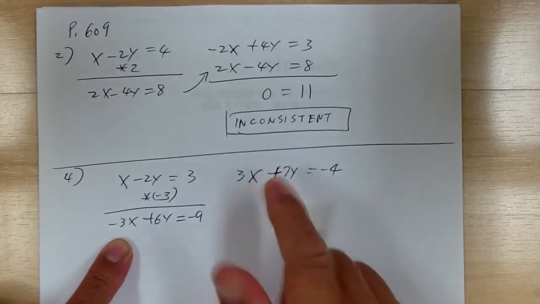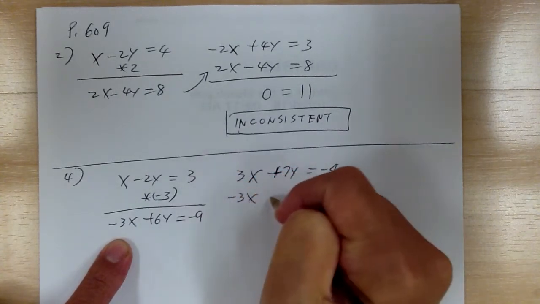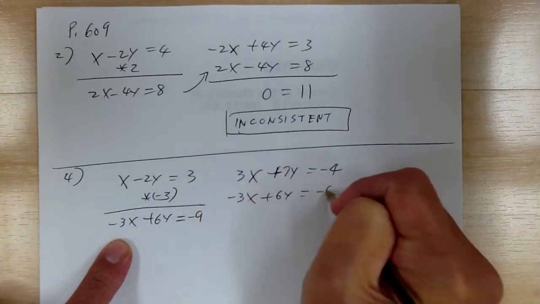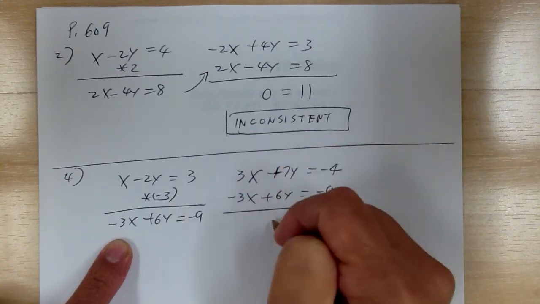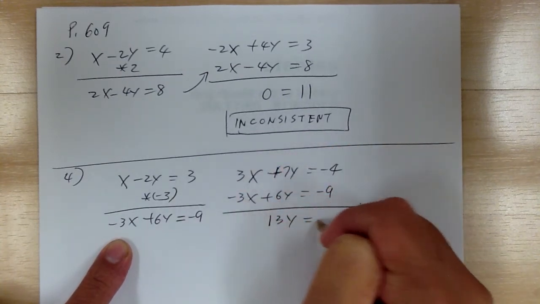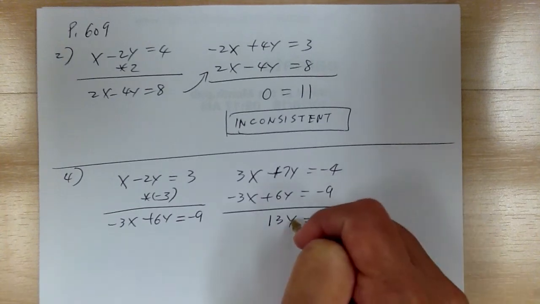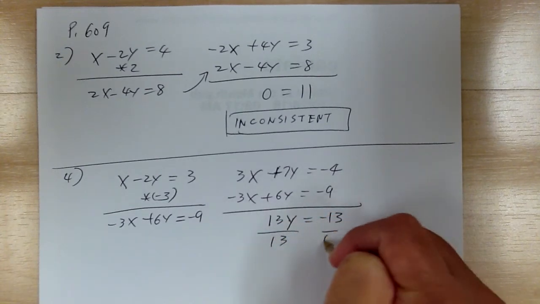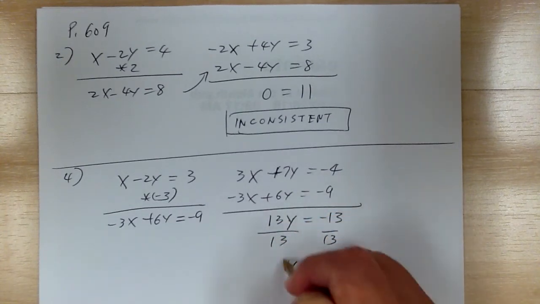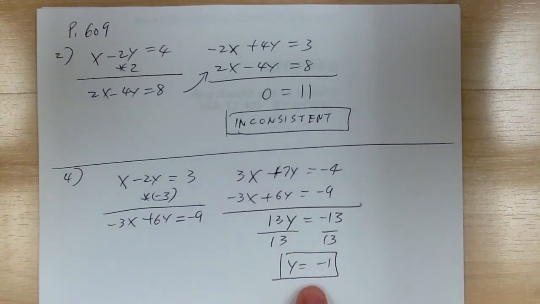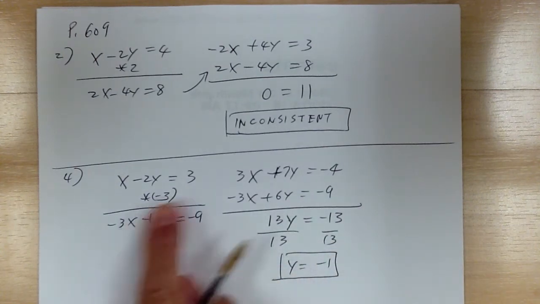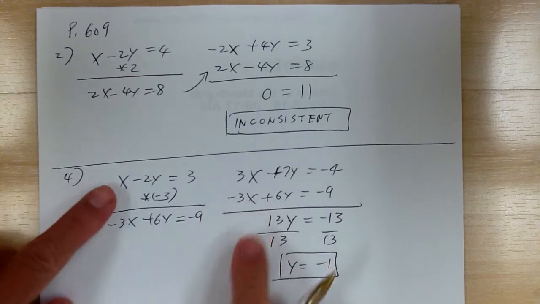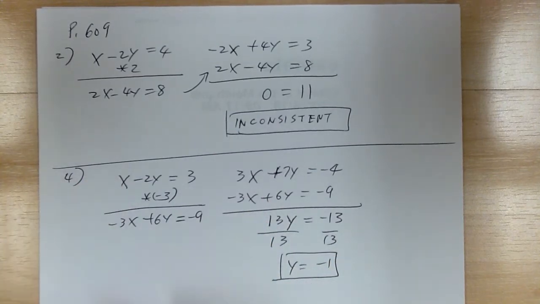And again, I'm going to put this underneath, so it's negative 3x plus 6y equal to negative 9. When I add, I get 13y equal to negative 13. Divide by 13, divide by 13, so y equal to negative 1. Once I found y, I need to put it back in any one of the equations. I'm going to use this one, the easiest one, and substitute.